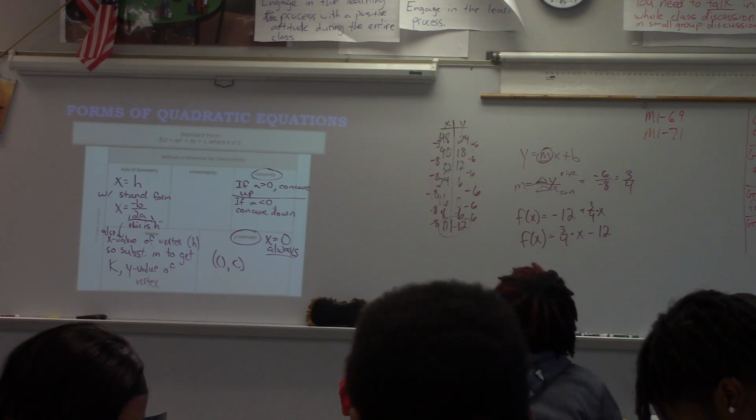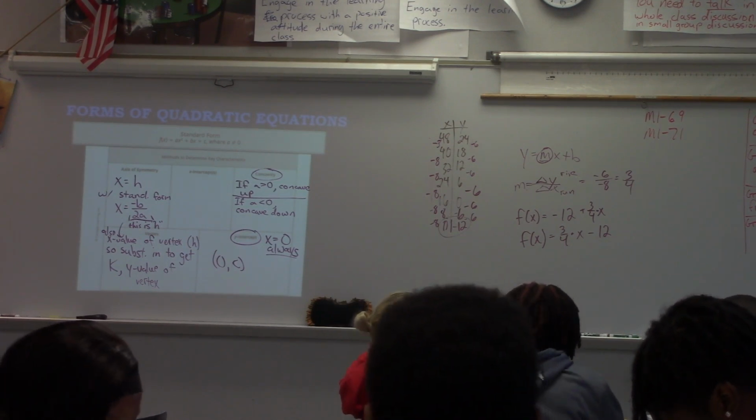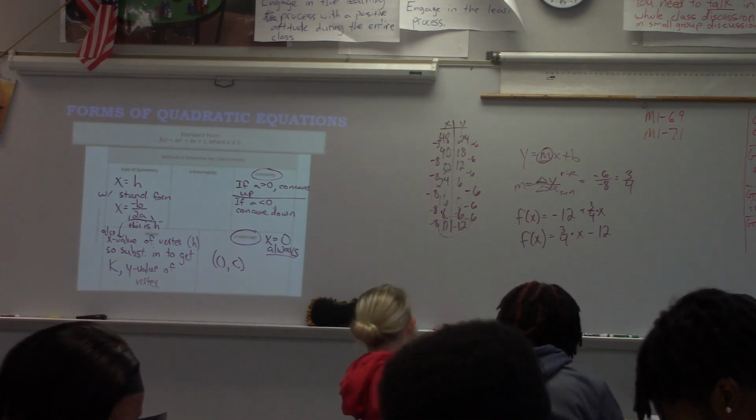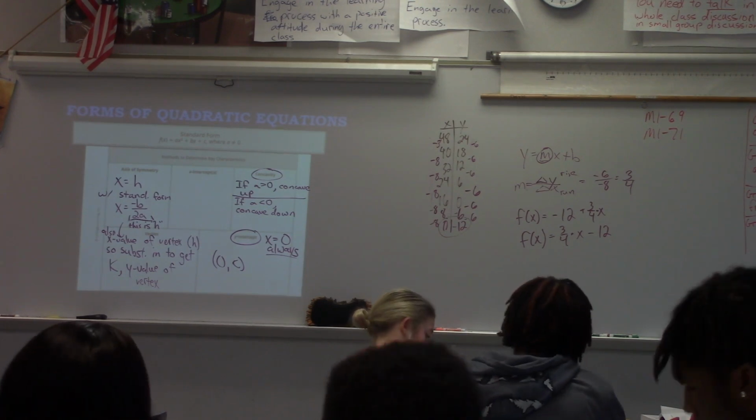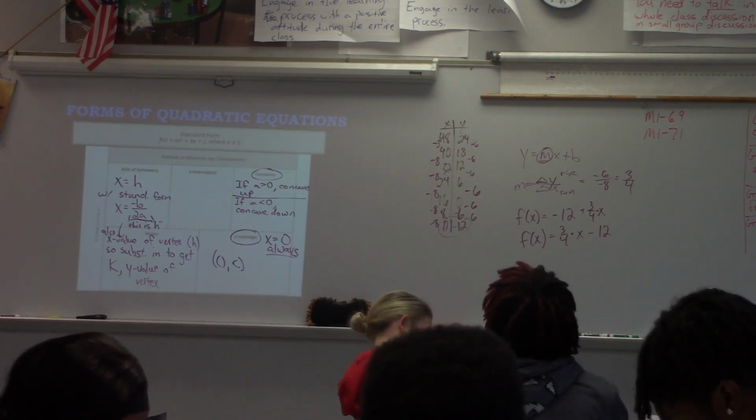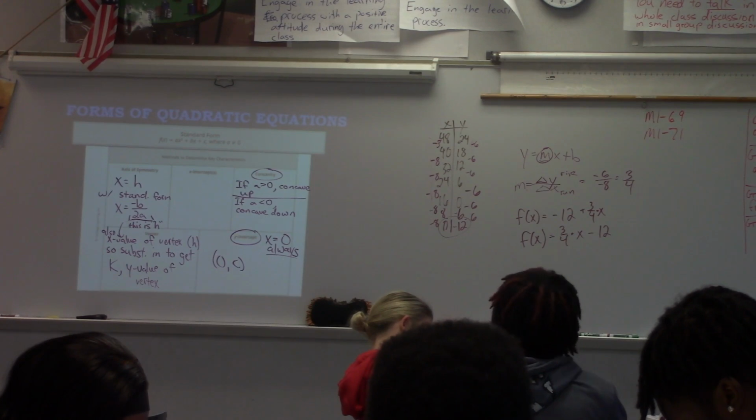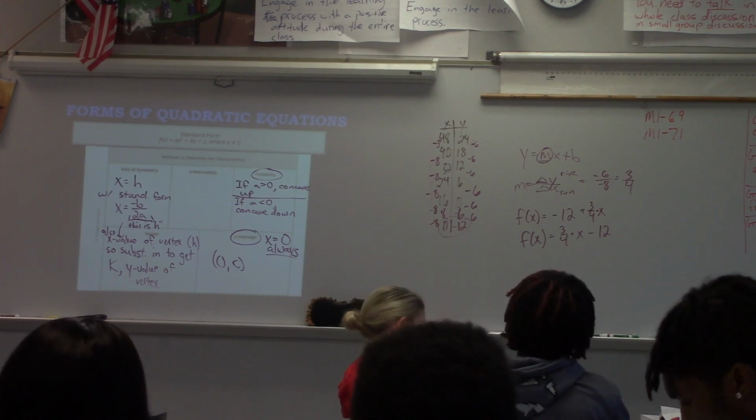This is one of those cases where there's a lot of information there. If you understand why, it becomes very easy. I need the x value of the vertex because that's my input. So I substitute it in to get my output.